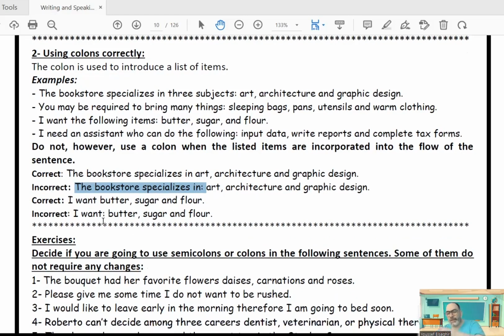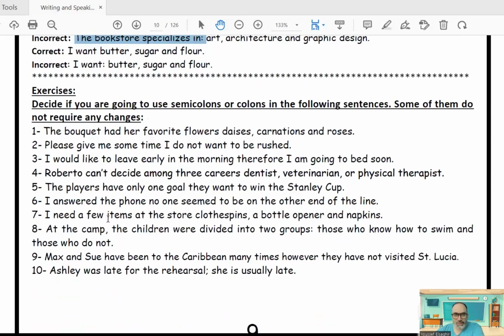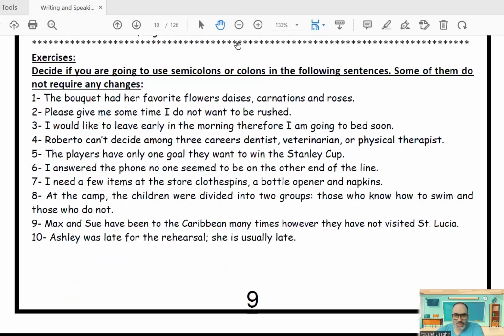If you say I want the following, then you can stop. But at this part, you can't. Now let's practice. Please take some time. Look at this exercise right here.